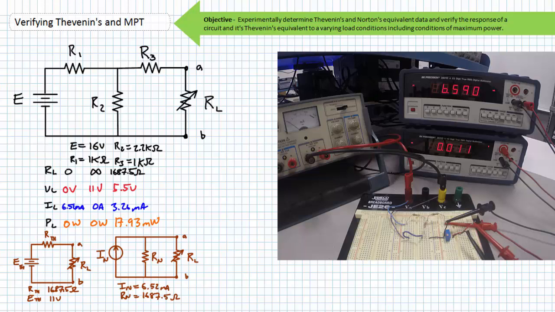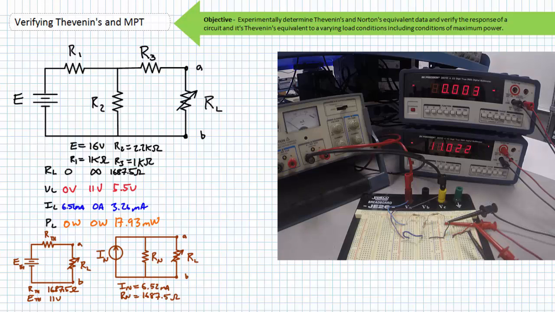In short circuit conditions, when the load resistance is 0 ohms, the ammeter is measuring close to our anticipated value of 6.52 milliamperes and experiencing almost no voltage drop. Power delivered to this load resistance is essentially 0 watts.